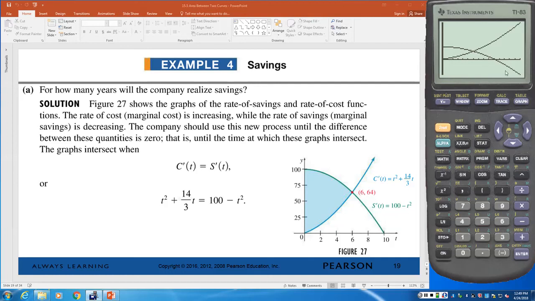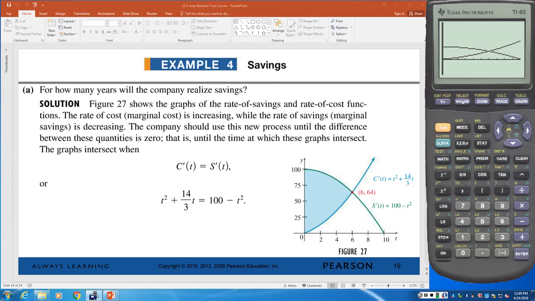So I realized too here, well, they're not going to keep on saving any money after about 10 years. So I don't really need to look at that whole window. I can probably see better if I go back here to my window and just go from 0 to 10. Well, I can leave it where it is right now, or I can realize that this is going way too high.